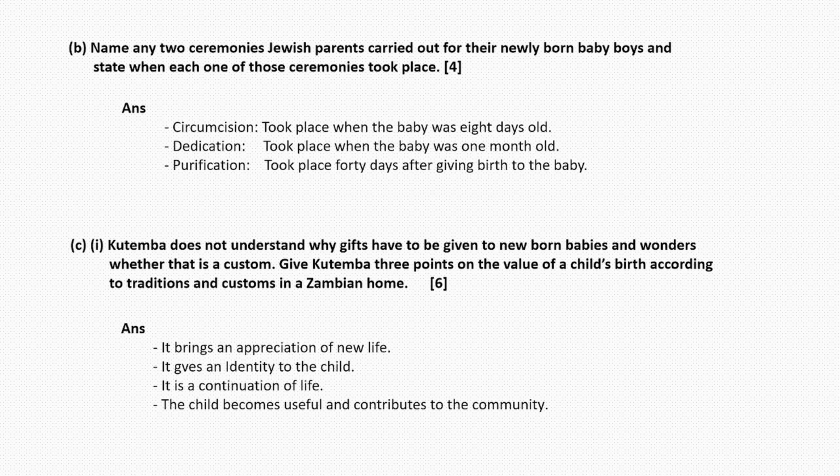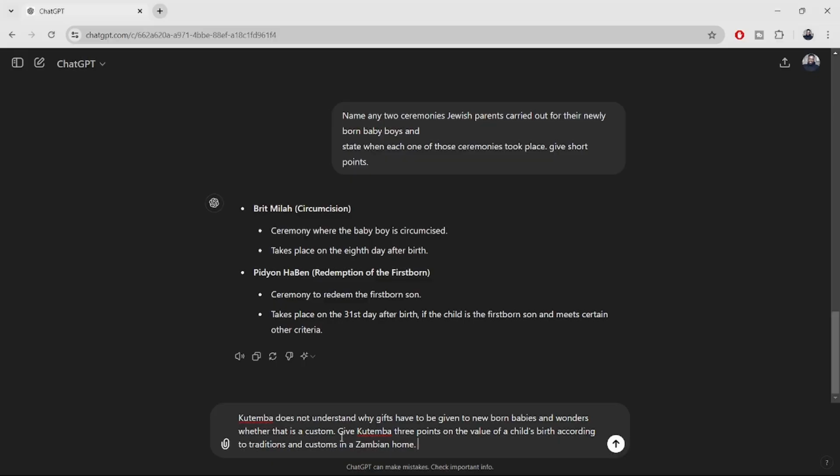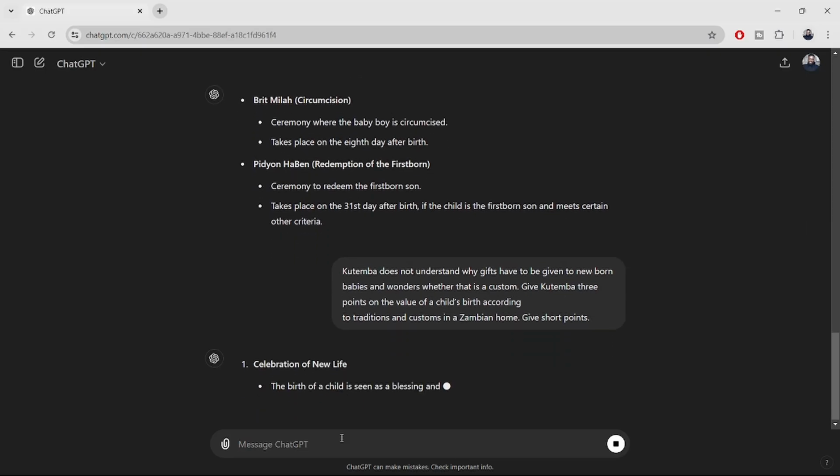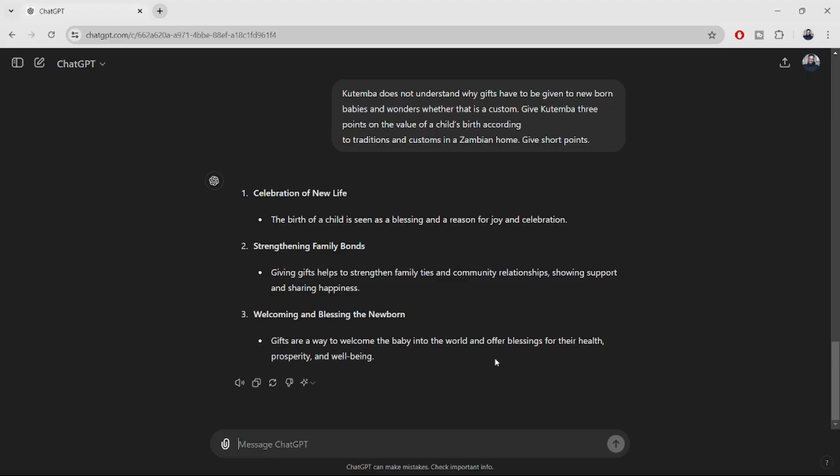So let's see how ChatGPT will respond to this question. So again, I've pasted the question there. Let me just say give short points so that it doesn't explain a whole lot. Okay, so it's similar to what Mr.